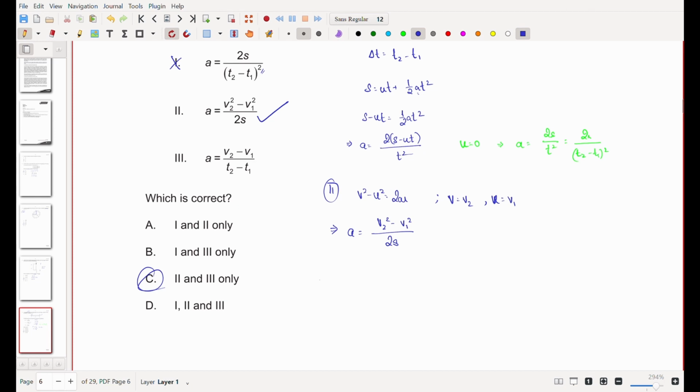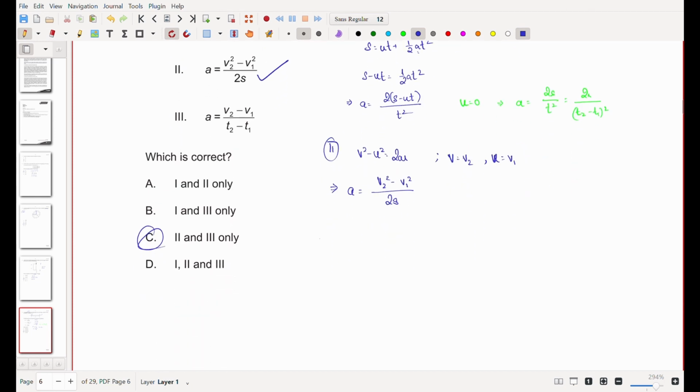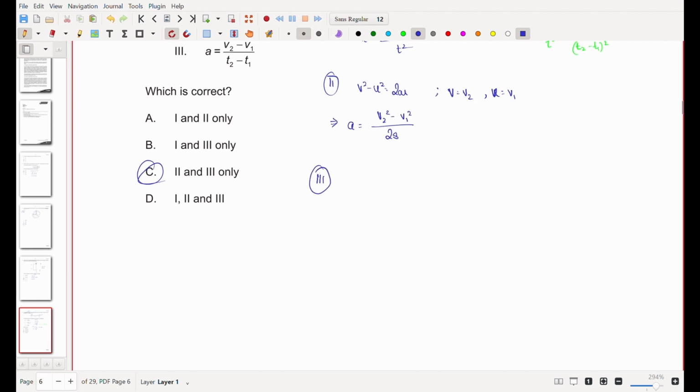And finally, we have number 3. This one requires a little bit more critical thinking, but let's say we plot this on a graph, a v-t graph. So point 1, this is X, where it is (t1, v1), right? And we have Y, which is (t2, v2).